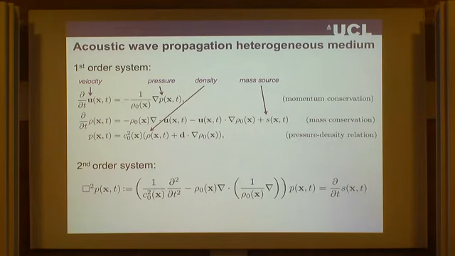And by writing all together, you mean what? Sorry? By writing all those three equations. Yeah. So this is the first order system of this. Well, there are two equations because this is really a relation between the pressure and the density. So this is the first order system, and this is the corresponding second order equation.